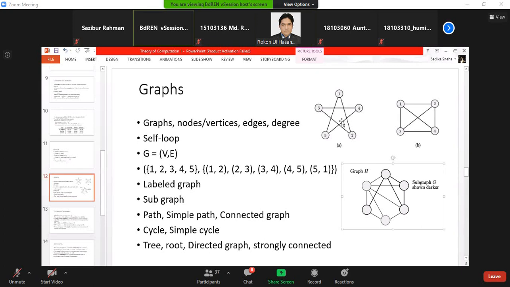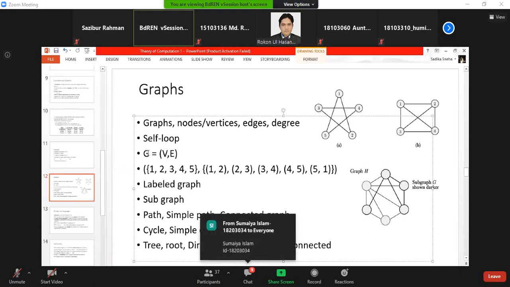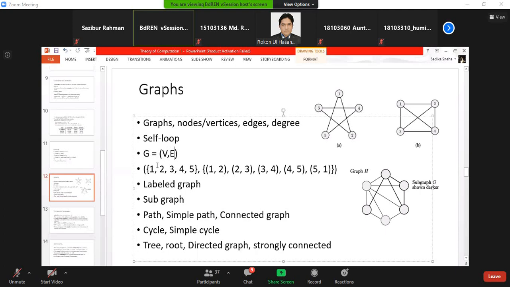So we can say that this is a graph G, where the number of vertices is represented using V and the number of edges is represented using E. So graph G is a set of vertices and edges, V and E. How can we represent this in the form of a set? This is the set form we have here.